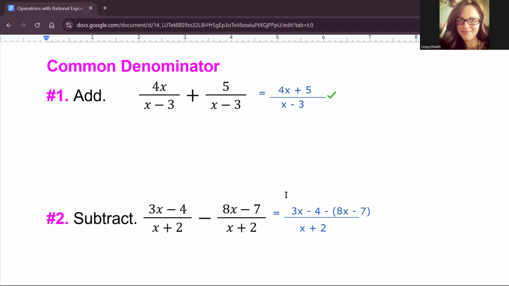I'm going to distribute the minus and get 3x minus 4 minus 8x plus 7. And then we'll simplify by combining our like terms all over our common denominator. 3x minus 8x, and negative 4 plus 7.